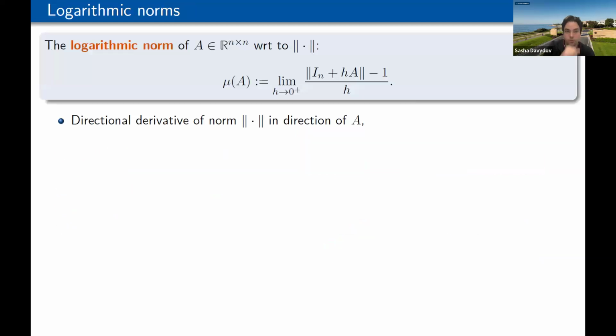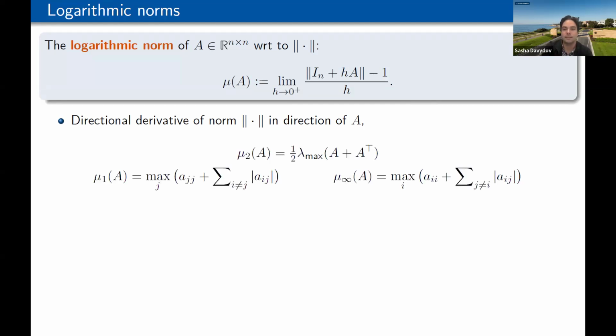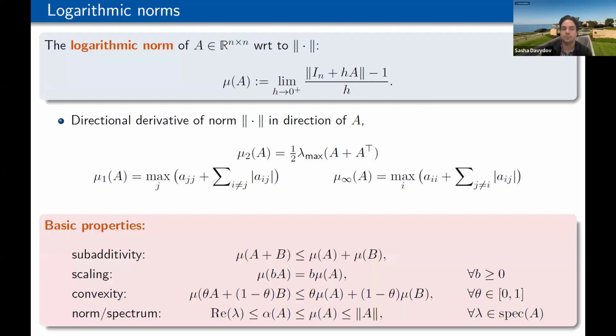So like Saber mentioned, the key tool is the logarithmic norm, which I'll introduce again, in the hope that it sinks in. It has this limit definition, which you can view as a directional derivative of the matrix norm in the direction of A. And it admits simple expressions for the most commonly used norms, the two norm, one norm, infinity norm, and in some other cases you can evaluate it as well. It has a lot of nice properties, some of which I've listed here, but there are many others of interest. So subadditivity and positive homogeneity mean that the logarithmic norm is convex.